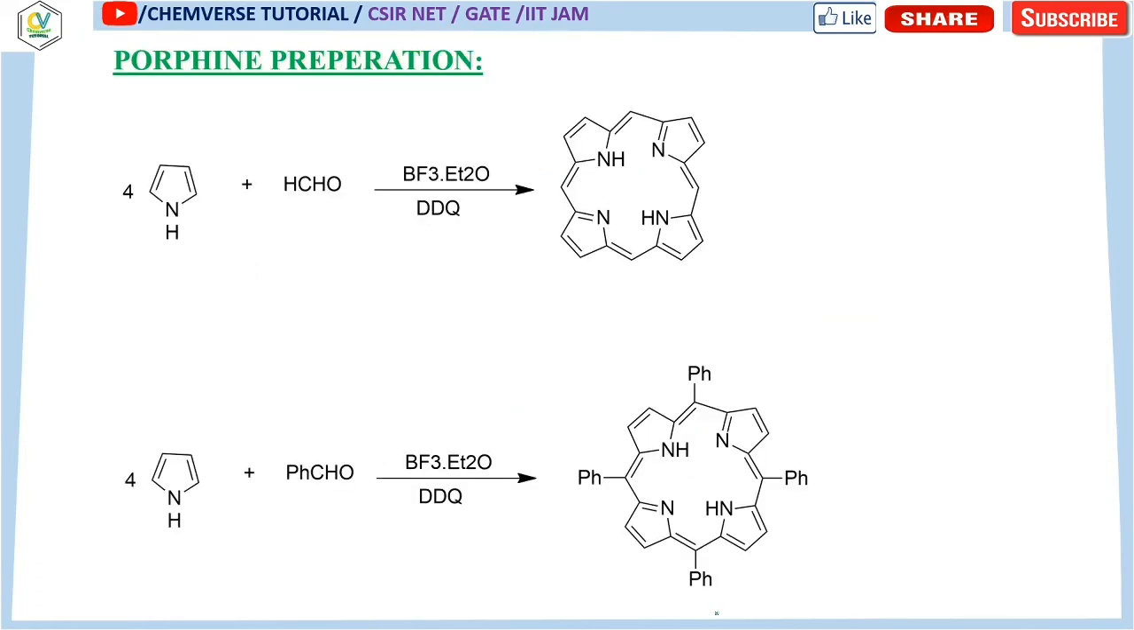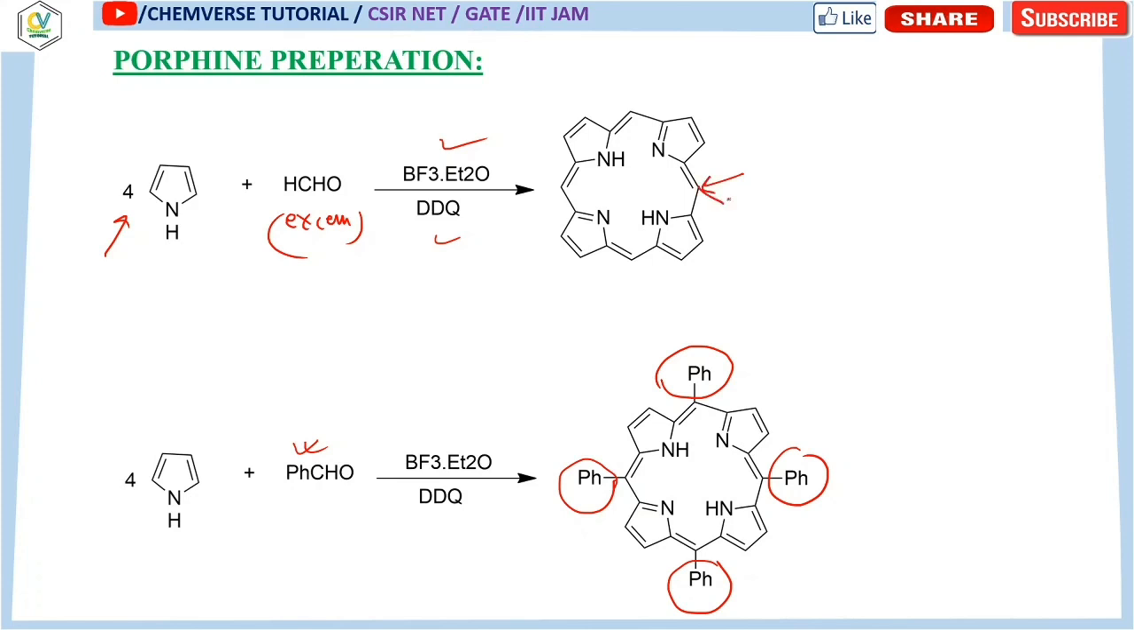And now over here, this is the preparation of porphyrin from pyrrole. There are 4 equivalents of pyrrole moiety and excess formaldehyde. In the presence of BF3 etherate and DDQ, they give the corresponding porphyrin. And if we use benzaldehyde, then we can see that all the meso hydrogens are replaced with a phenyl ring. So from here I can see that these meso hydrogens come from the formaldehyde moiety.